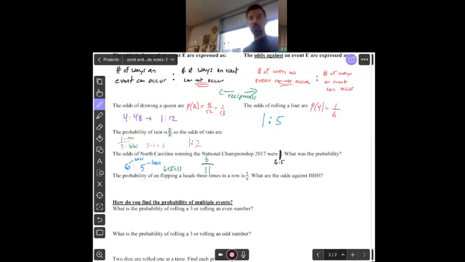So the probability of flipping heads 3 times in a row is 1 out of 8. We saw earlier that flipping it 2 times in a row is 1 out of 4. Doing it 3 times in a row is 1 out of 8. So what's the odds against?